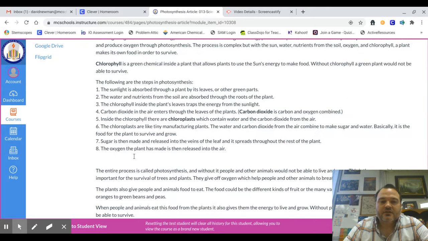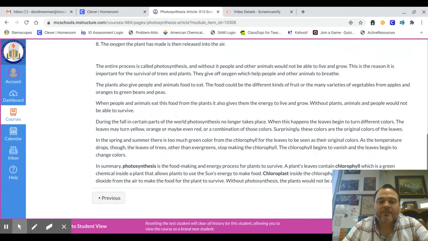Here's the article. These look like questions, but they're not. If you read here, it's steps of photosynthesis or steps in photosynthesis, all right? So you're going to read all this, take notes. Here's some wonderful vocab words to keep with you.